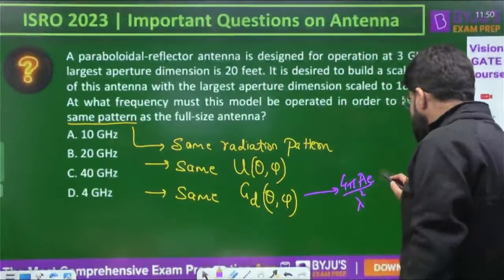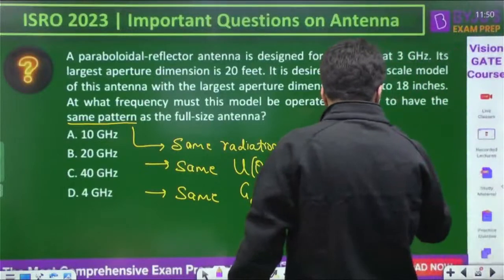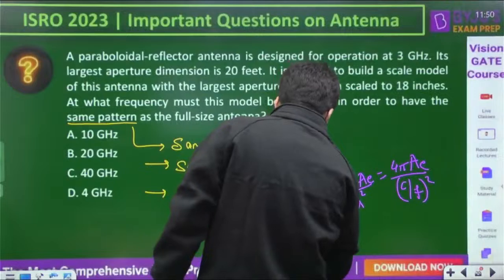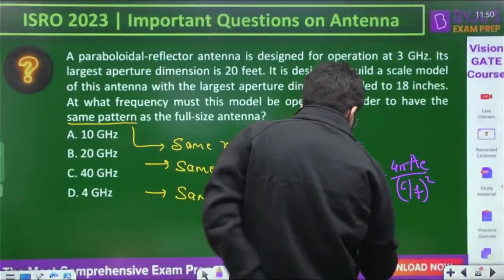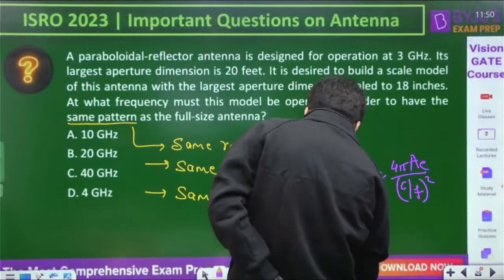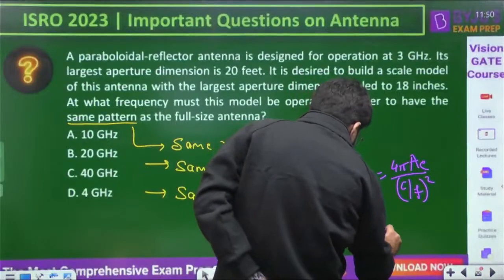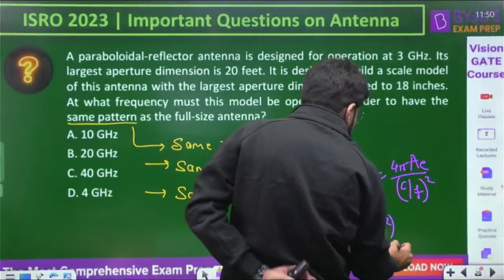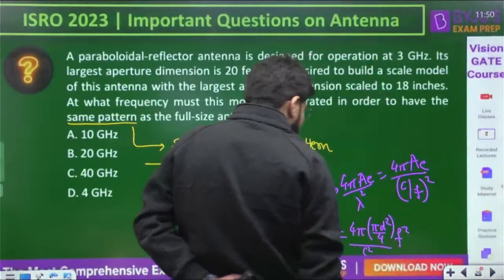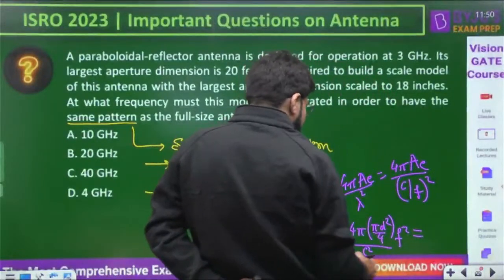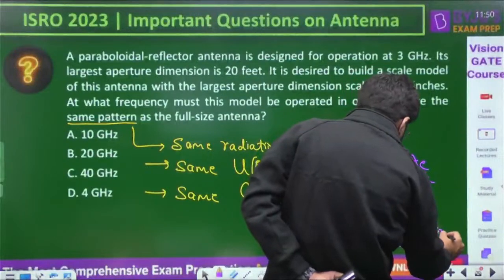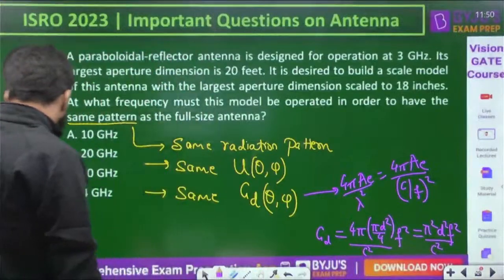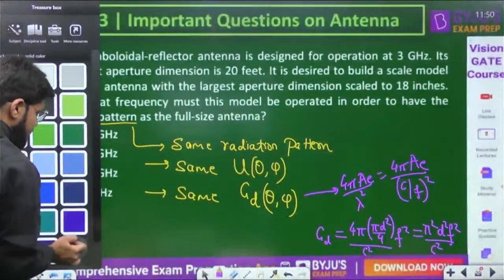What is that changed frequency? Let me write down in terms of the frequency. So 4 pi AE upon C by F whole square. GD is now 4 pi AE, and AE is pi D square by 4, divided by C square by F square. So F square goes up. Eventually 4 and 4 cancel. I have pi square D square F square by C square. That is the GD. Let's take it up on the next slide.